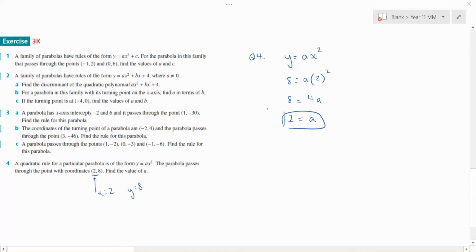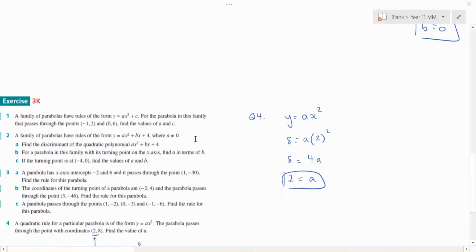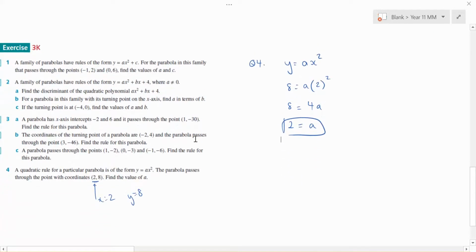Now, that's how you do question 4 really, and that's very similar to the first one as well. Find the family of curves, sub it in, and simultaneous. Now I'm going to show you both question 1 and question 4, how you could have done it on a calculator. Okay, so question 1, same idea. Question 1, they've given you the form, y equals ax squared plus c.